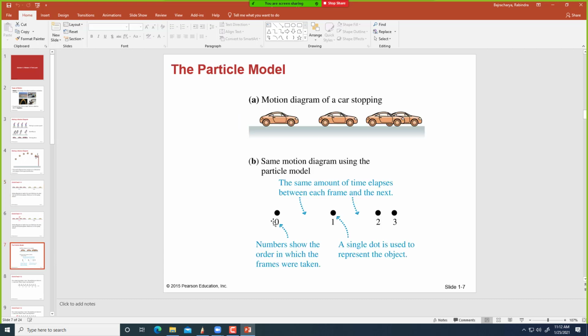So here is an example. We have a car moving on the road, and we can represent this car by these dot marks. These are the particle models.